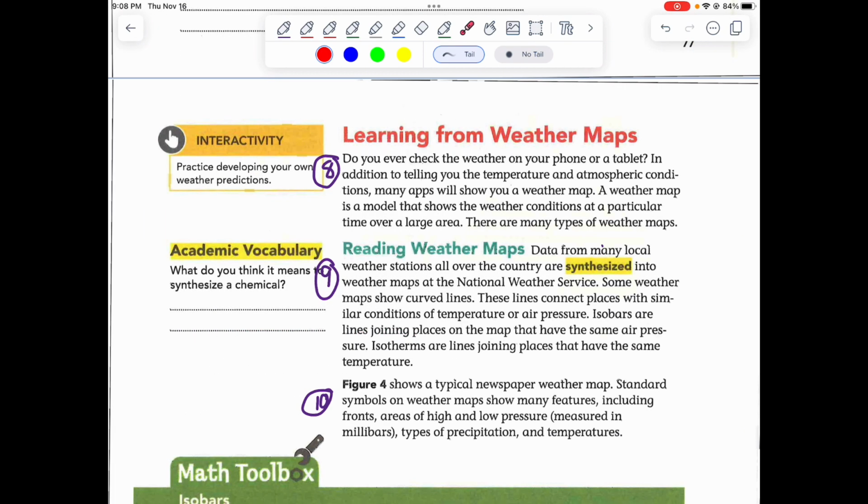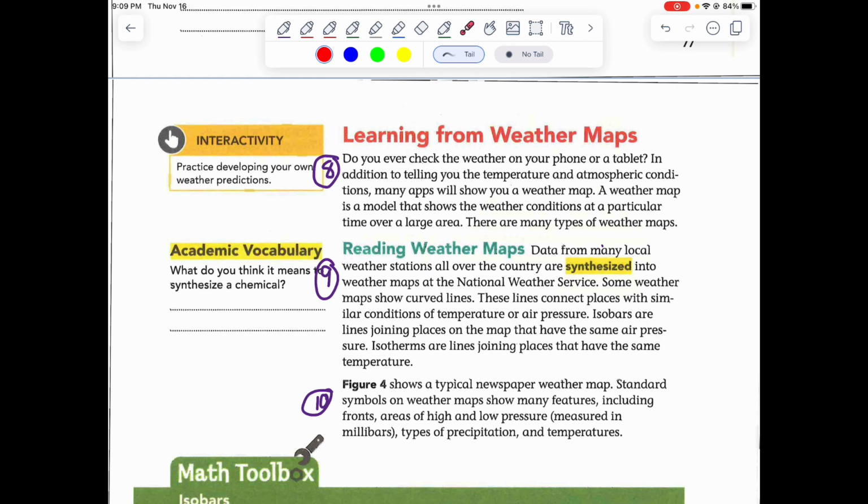Page 78, paragraph 8. Learning from weather maps. Do you ever check the weather on your phone or a tablet? In addition to telling you the temperature and atmospheric conditions, many apps will show you a weather map. A weather map is a model that shows the weather conditions at a particular time over a large area. There are many types of weather maps.